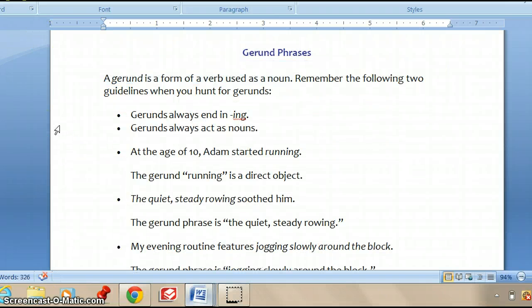All right, next up is the gerund phrase. And a gerund is going to be a form of a verb used as a noun. There are two easy ways to identify a gerund. It's always going to end in -ing, and it's always going to act as a noun would act. So let's look at this first practice sentence. At the age of 10, Adam started running.